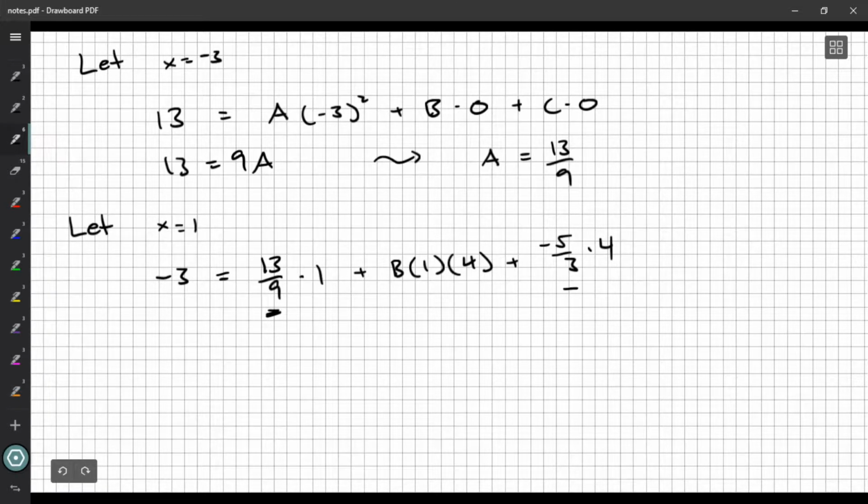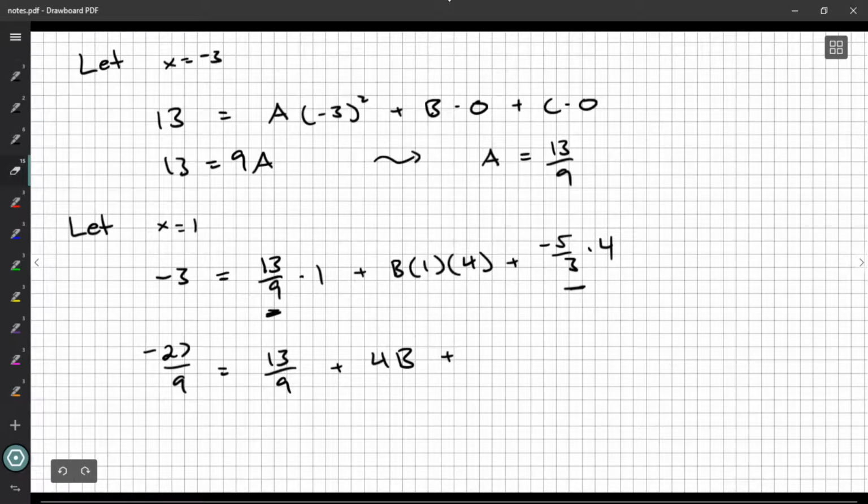Now, I'm noticing that I've got some fractions here. I'm going to make sure everything's over 9. So I'm going to rewrite −3 as −27/9. 13/9. 4B's. And then 5 and 4 is 20. We're going to get a denominator of 9, so we'll say 60. So minus 60/9. Okay. So let's see, we can add 60/9 to both sides. That'll be 33/9. Minus 13/9 will leave us with 20/9.